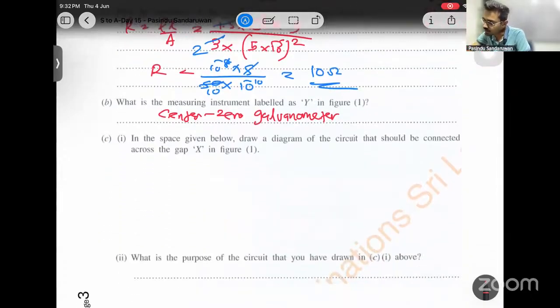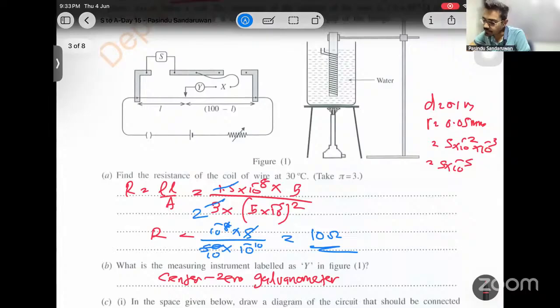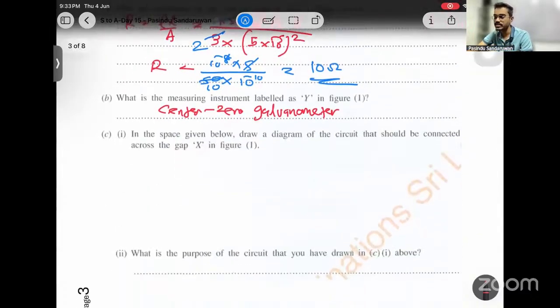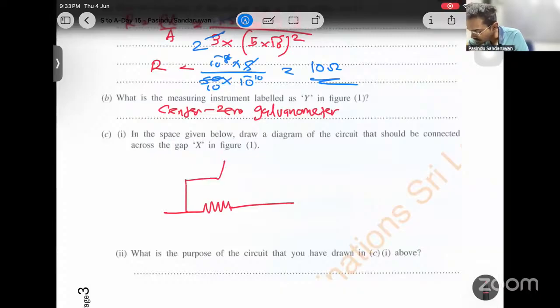C. In the space given below, draw a diagram of the circuit that should be connected across the gap X in figure 1. Across the gap X, right? Before the galvanometer, in a meter bridge circuit, we have the safeguard resistor with the switch. So there should be a safeguard resistor here, with a parallel switch.